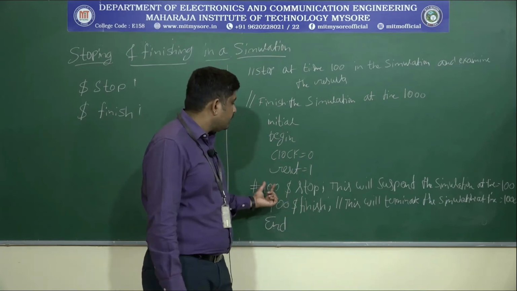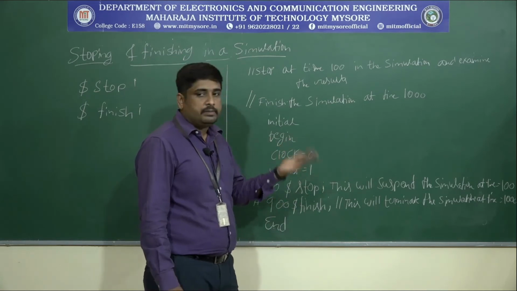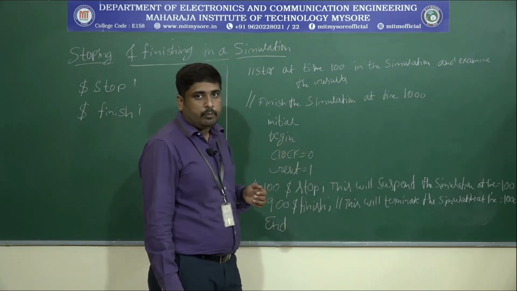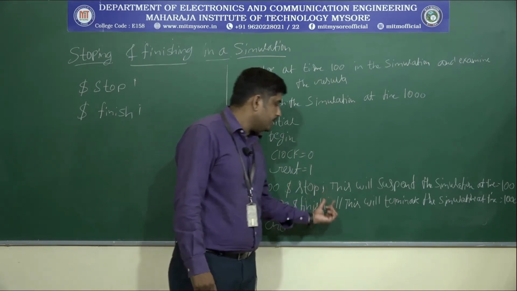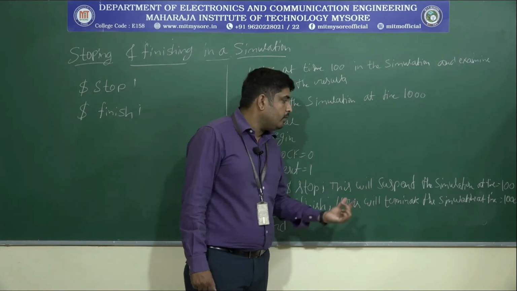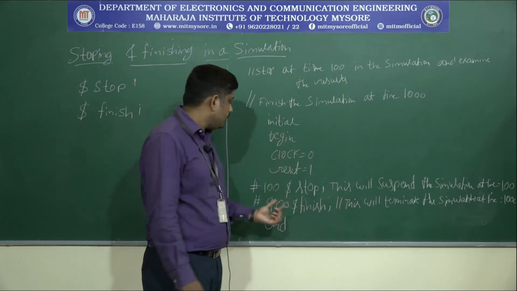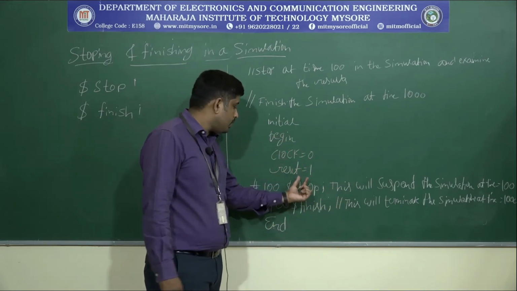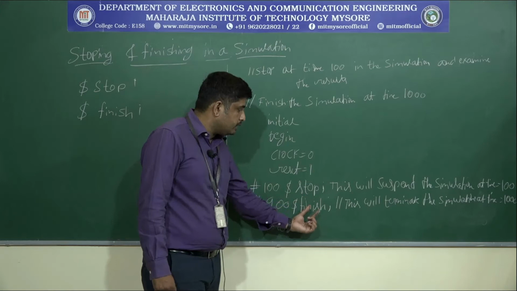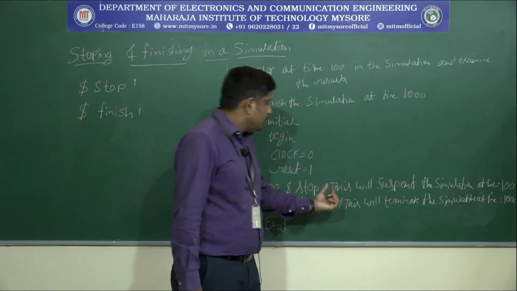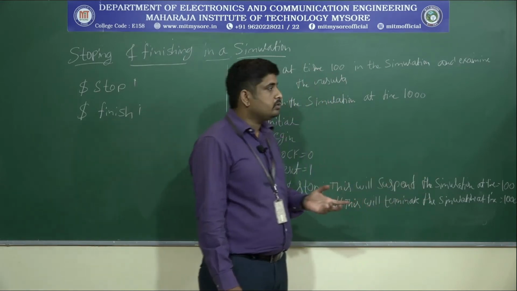When it is 100 nanoseconds, the program has been stopped. Then if you want to debug or make some changes, we can modify the program. After this, #900 $finish. It indicates this will terminate the simulation at time equal to 1000. Be careful regarding this one. At 100 nanoseconds, stop the program. 100 plus 900 is 1000. When it is 1000 nanoseconds, finish. This will terminate the simulation when time is equal to 1000.